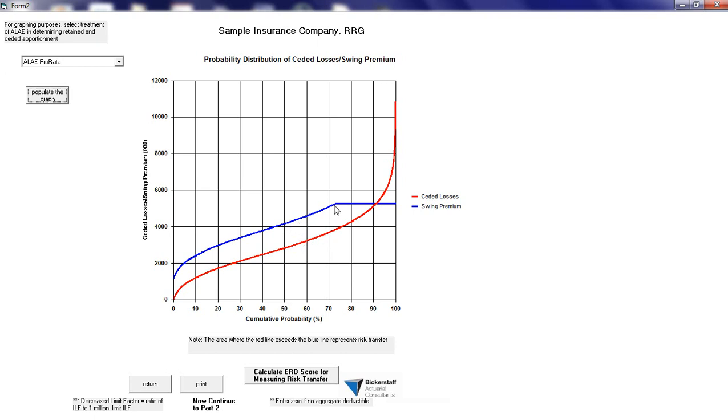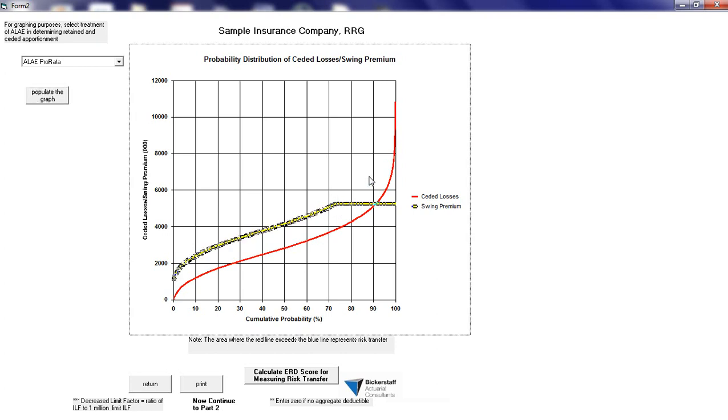Now you can see where at this point we have reached the maximum premium, swing premium. That was at 35% of the $15 million, the $3 million. What's that, $5 million and a quarter? So that's where we are at the maximum level.